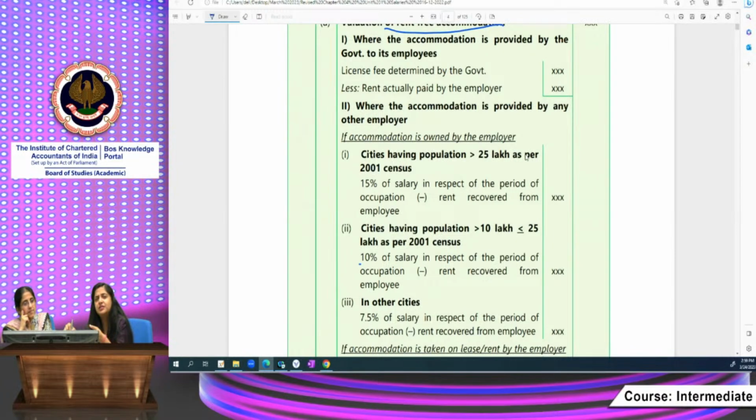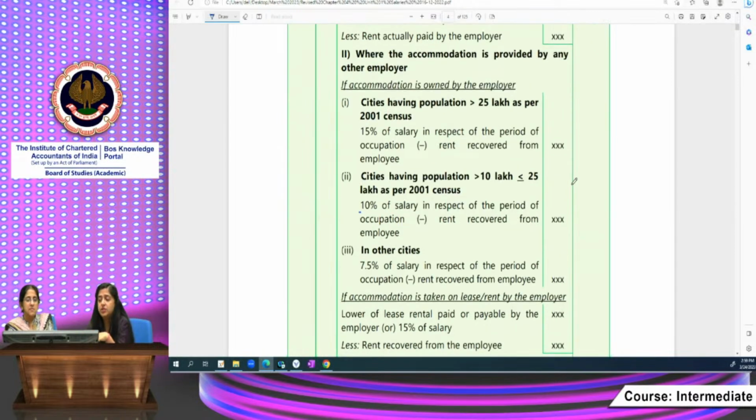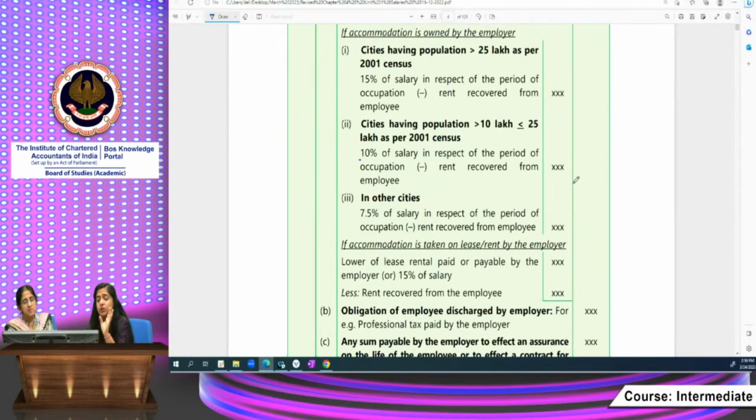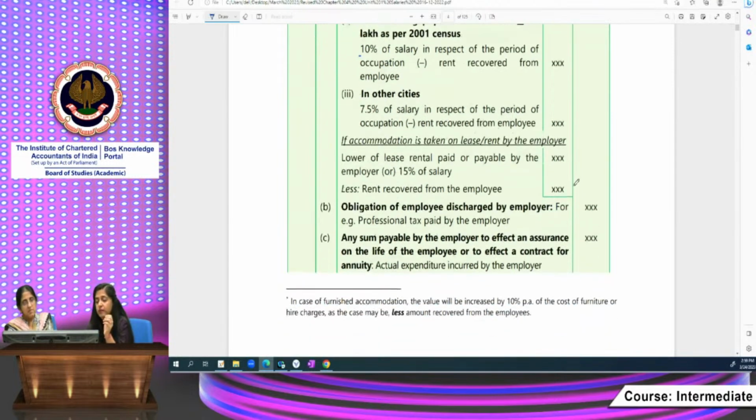So in the salary chapter, you have to keep in mind the limits. What are the permissible limits for exemption? What is the limit for perquisite valuation? All these things you have to keep in mind. And for every valuation, there is an illustration in the study material. Kindly go through that very carefully.